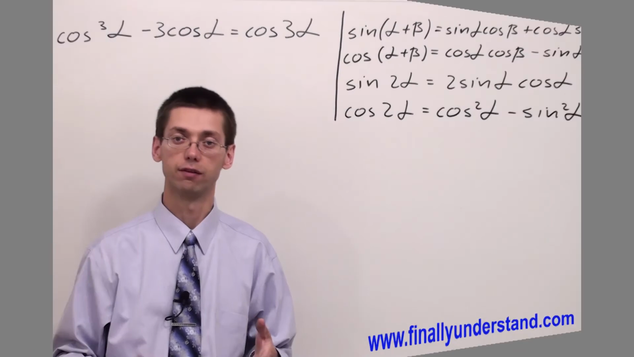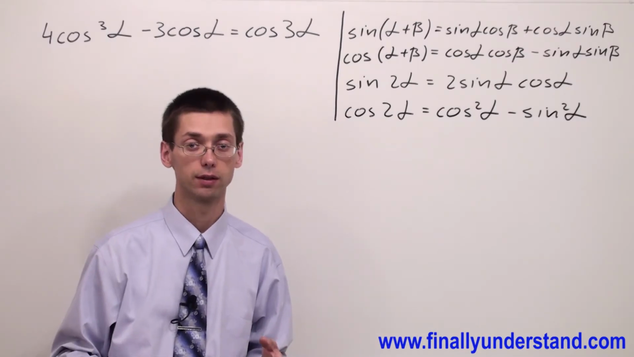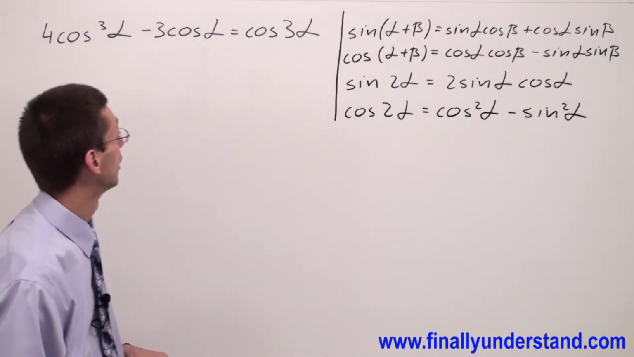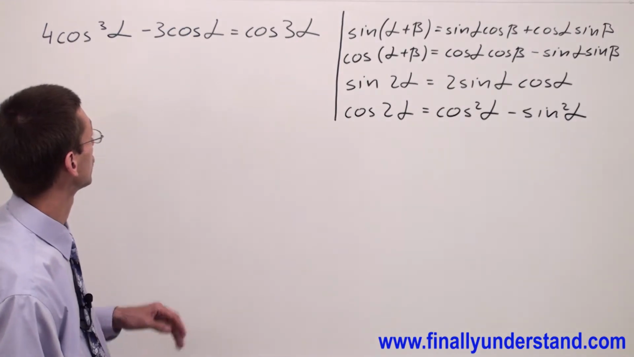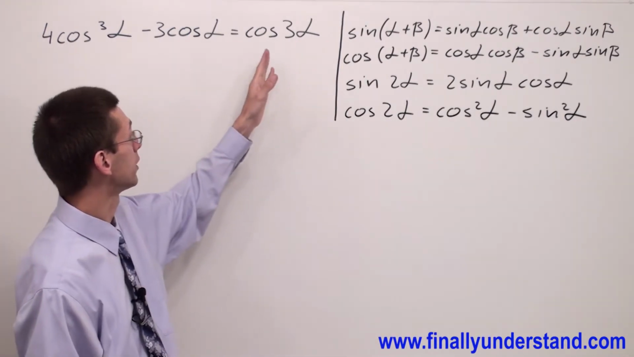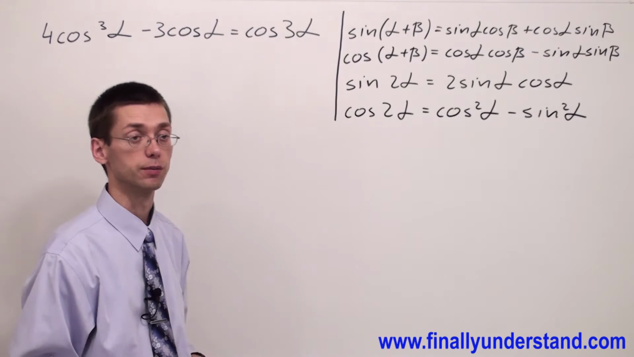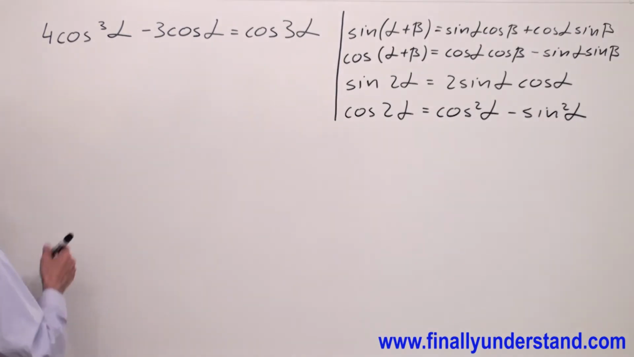Let's take a look at this identity. We're supposed to prove that the left side is equal to the right side, but let's take a look from which side we're supposed to start solving this problem. I'm going to start this time from the right side. Let me copy down the right side.